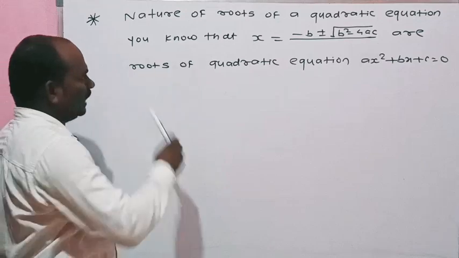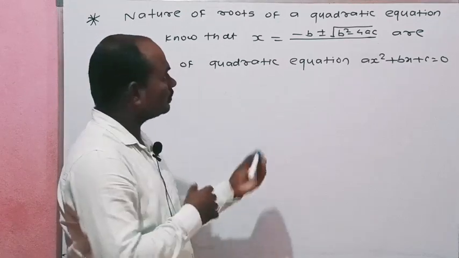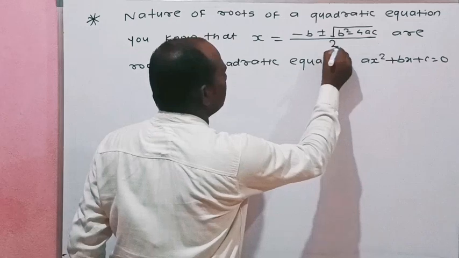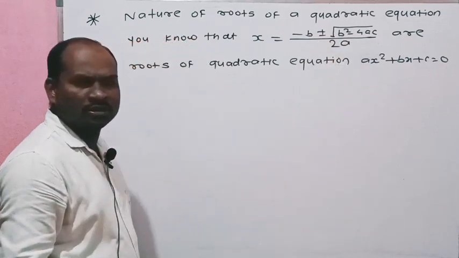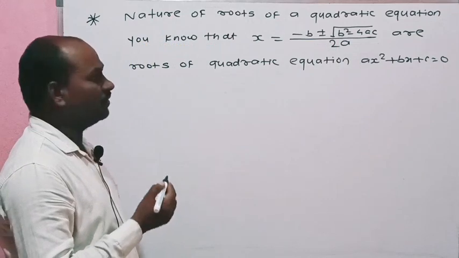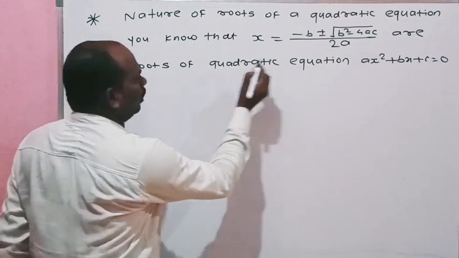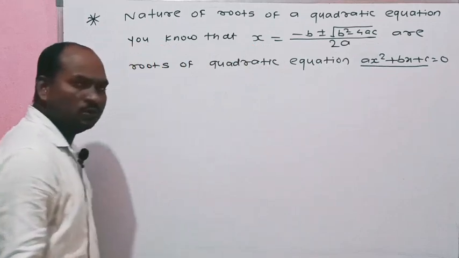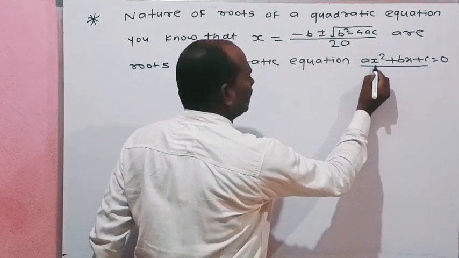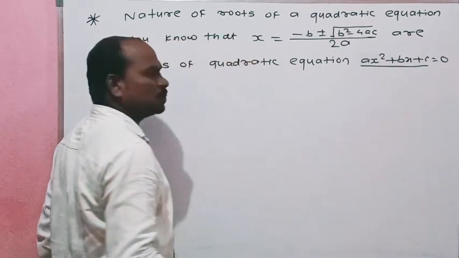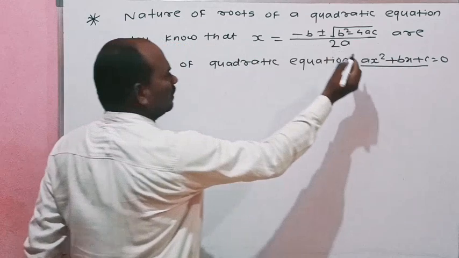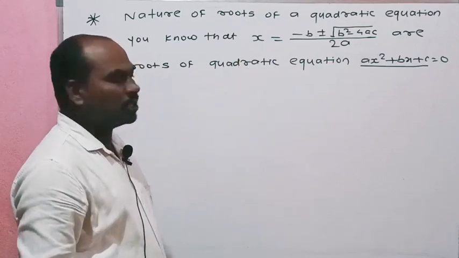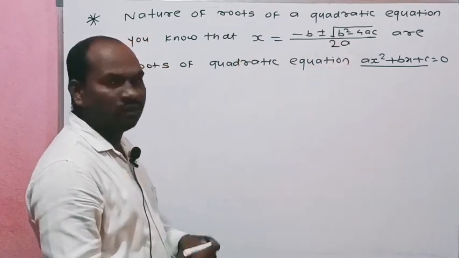Now you know that x equal to minus b plus minus square root of b square minus 4ac divided by 2a is the formula for the roots of quadratic equation ax square plus bx plus c equal to 0. This is the general form of quadratic equation, and we can solve it using the formula x equal to minus b plus minus square root of b square minus 4ac divided by 2a.